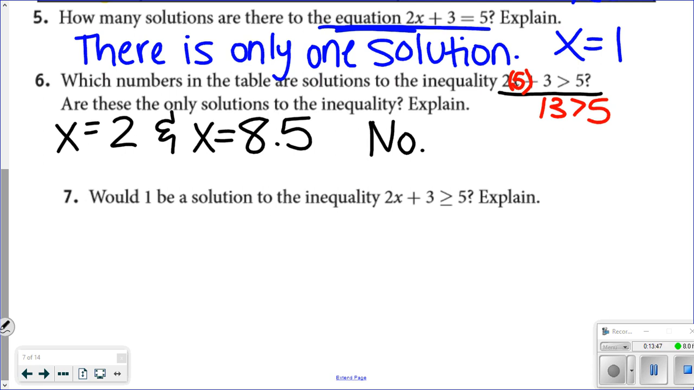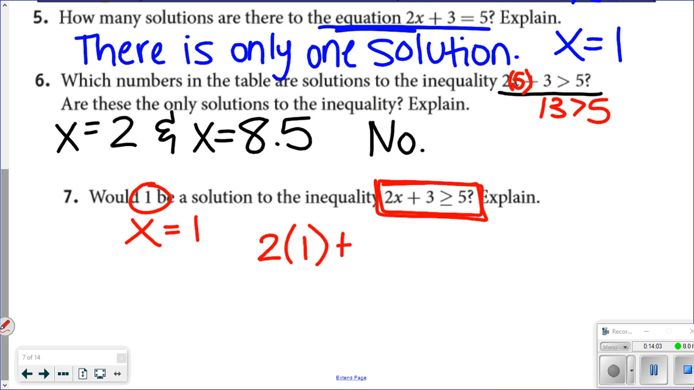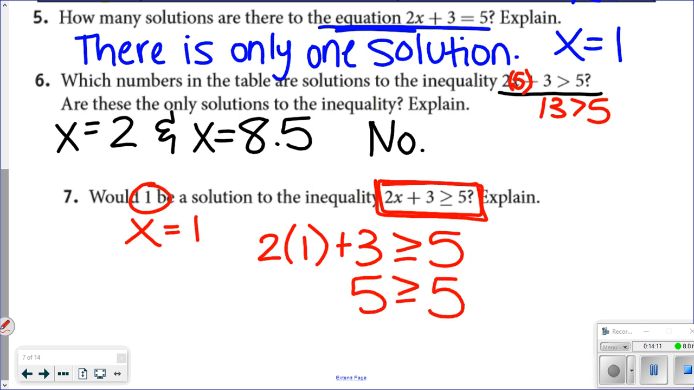Ooh, they're going to change it up here. Would x equals 1 be a solution to this inequality? Ooh, the symbol is different here. 2 times 1 plus 3 is greater than or equal to 5. We get 5 is greater than or equal to 5. Because we have this or equal to line, then yes, it is a solution. Now we can be or equal to 5. They changed the symbol on us.